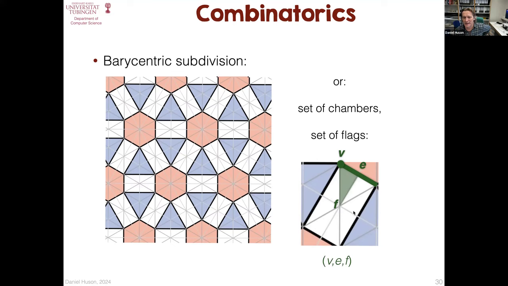Another way to think of this is as a set of flags. Those are triples, a face containing an edge containing a vertex. So V contained in E contained in F. People also describe these in terms of chamber systems. But basically, we triangulate in such a way that any triangle goes from the center of a face to the center of an edge and to a vertex.